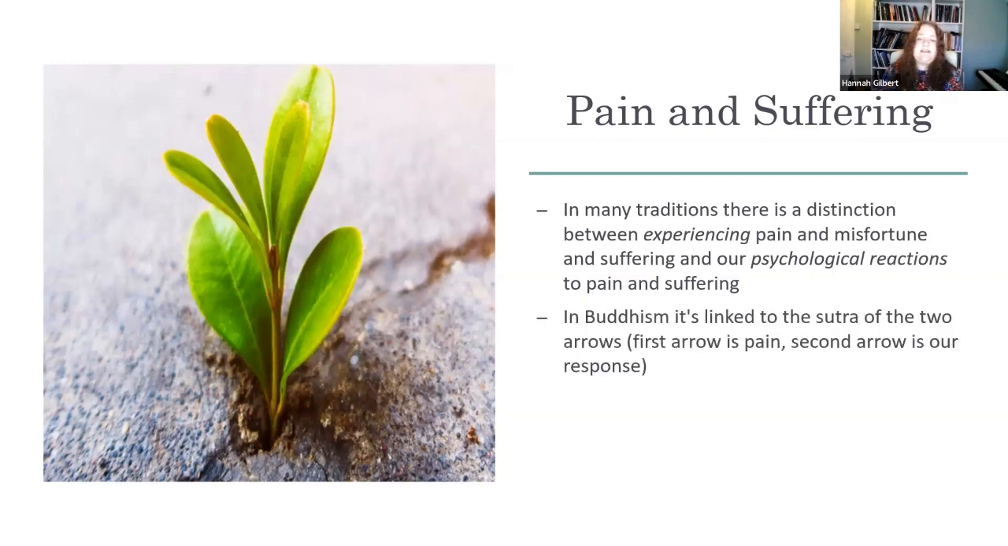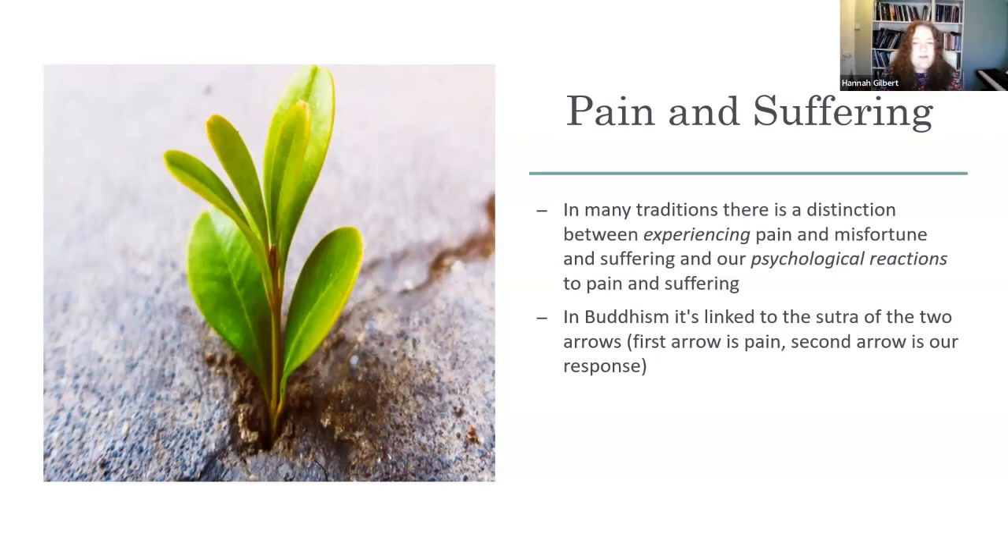So in Buddhism, this is linked to what's known as the Sutra of the Two Arrows. And some of you might be aware of this. So what's been argued in Buddhist traditions is that when we experience pain or misfortune or suffering, we're hit by two arrows. The first arrow that we're hit with is the pain itself, but the second arrow that we're hit with is our response to that pain.